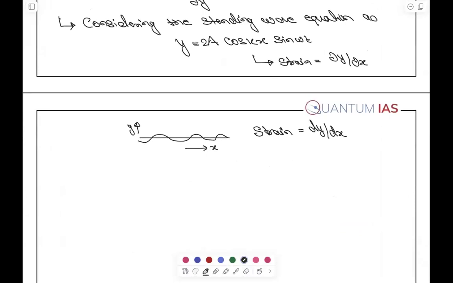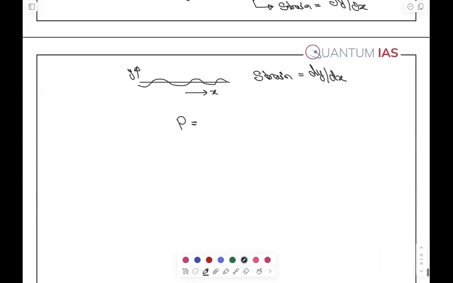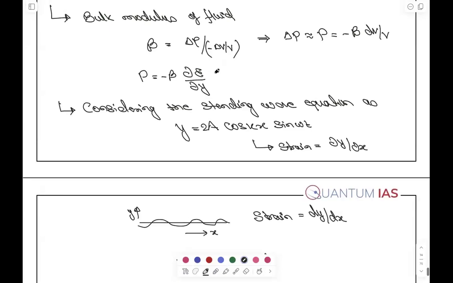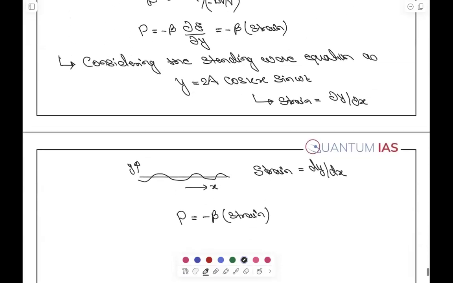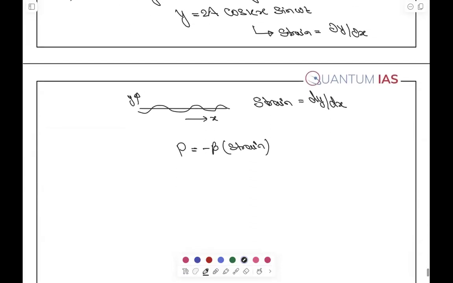So bulk modulus, so the pressure is nothing, pressure क्या लिखा हमने, minus B into strain, minus bulk modulus into strain. Do not confuse between x and y. So what will be strain here? It will be dy by dx.